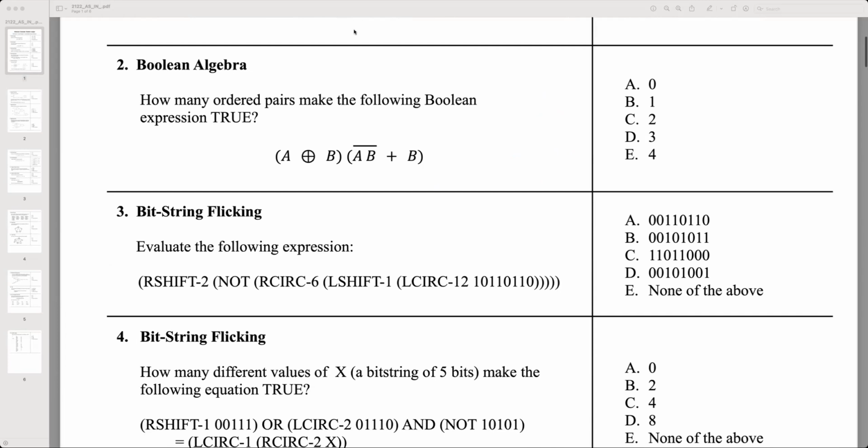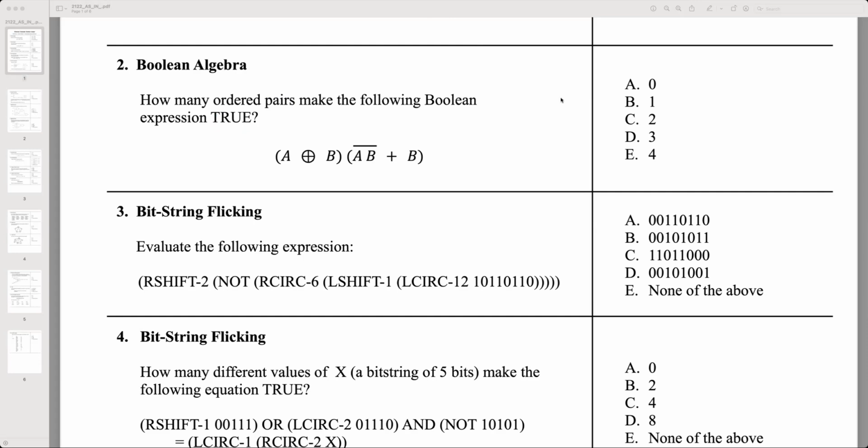So the next one, this question asks how many ordered pairs make the following Boolean expression true? Keyword true and how many pairs? We're going to have to simplify this as much as we can, and then we're going to see what's true. And for finding what's true, we're going to use something called the truth table, which I will explain as soon as I get there.